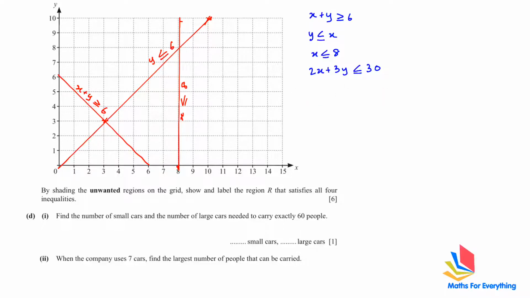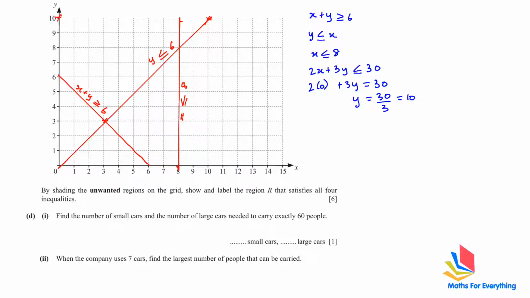So let's put in place of x 0. When x is 0, that is on the y-axis, what is the value of y? 2 multiplied by 0 is 0. Therefore, y is equal to 30 divided by 3, 10. So when x is 0, y is 10. That point is here.